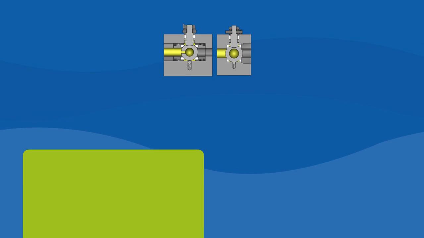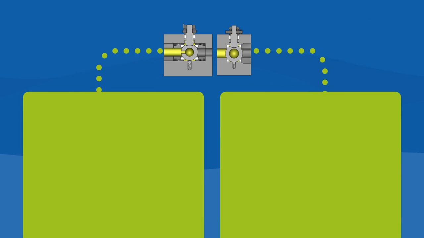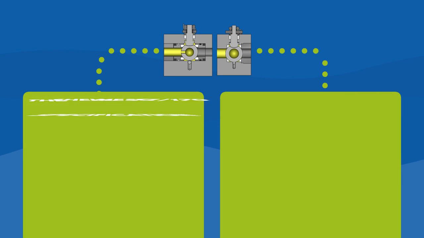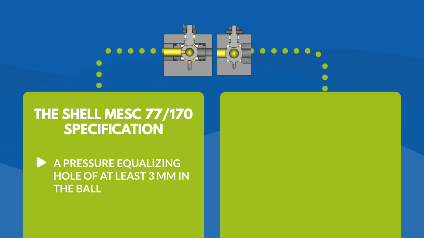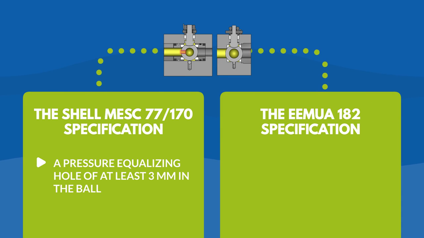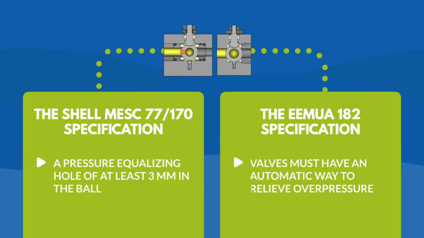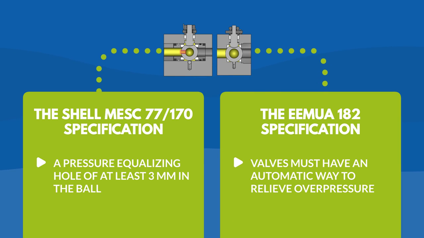For double block and bleed ball valves, there are two important technical specifications you should consider when you want to use a floating ball valve design. The Shell MESC 77170 specification, which stipulates a pressure equalizing hole of at least 3 mm in the ball. And the EEMUA 182 specification, which prohibits such a gap. In contrast, it states that valves must have an automatic way to relieve overpressure.